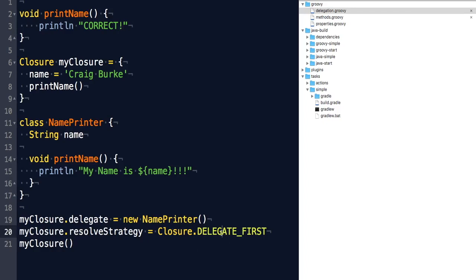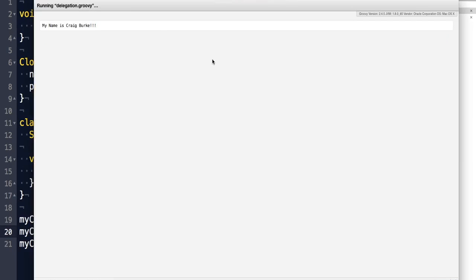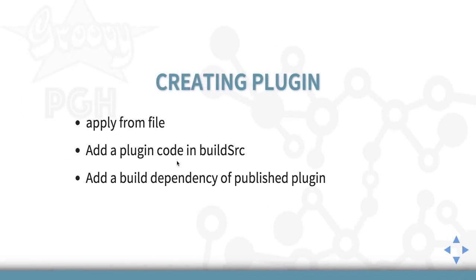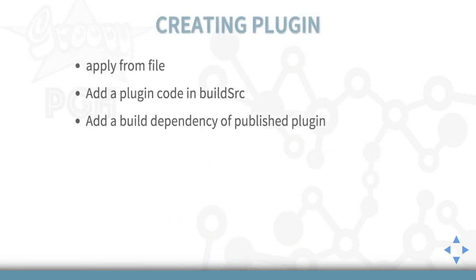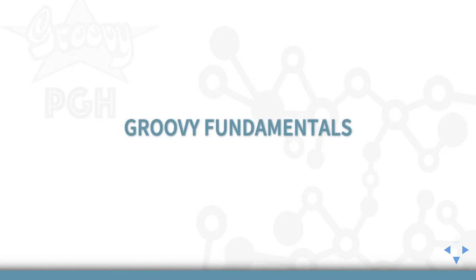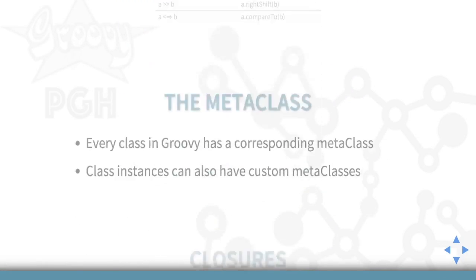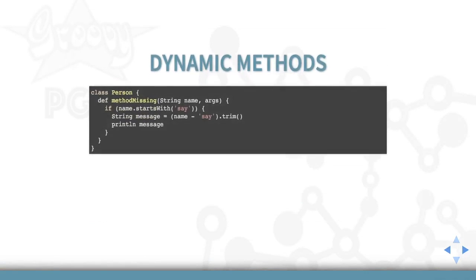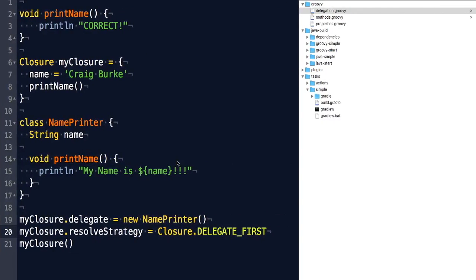So how many possible resolve strategies are there? I think there are three. Just delegate first and delegate only? Well, no, let's see. Did I have this? Shoot. I might have put this, so I have the closure scope. There's only a handful of them.